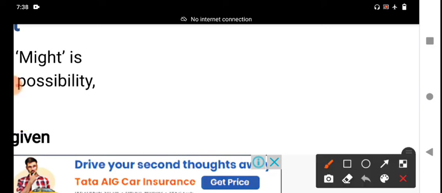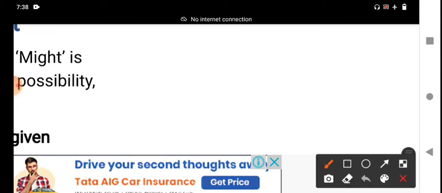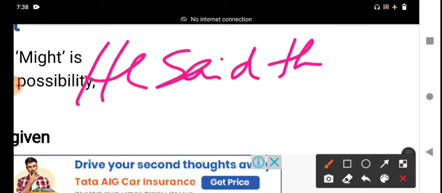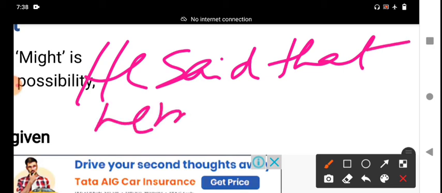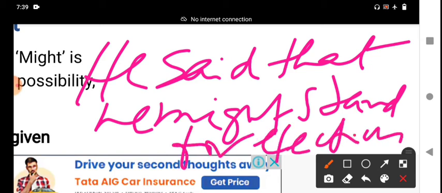The indirect speech, the indirect narration, indirect discourse: he said that he might stand for election. This is the reported speech. May changes into might, it is useful in the reported speech. That is one of the functions of the might, my dear students.